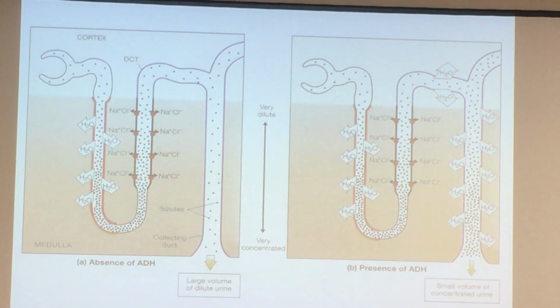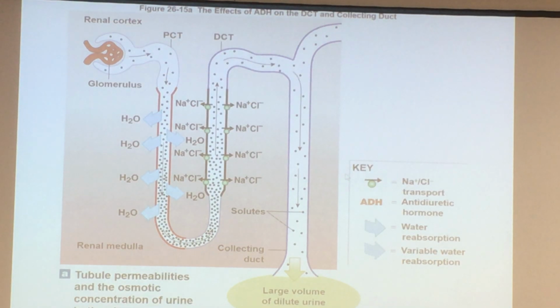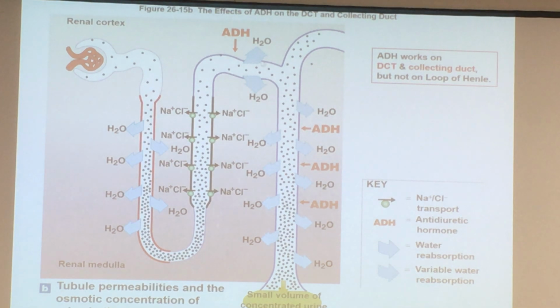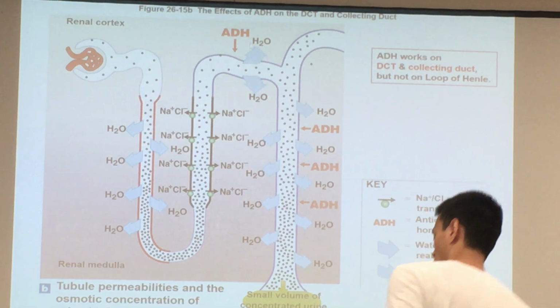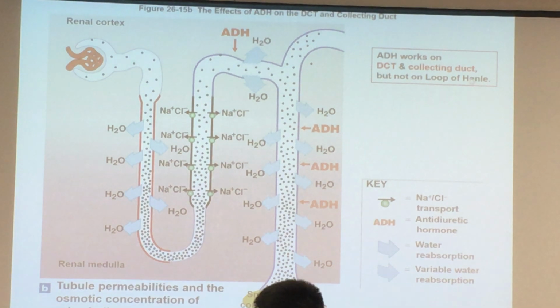Okay. But in the loop of Henle panel, they all have the same function. This one I just amplify a little bit. This one is with the ADH. And so one year an MCAT question asks you, where is the ADH working on this renal tubule? Multiple choice: PCT, loop of Henle, descending limb, ascending limb. No, they only work on the DCT and collecting duct. Okay, DCT and collecting duct.